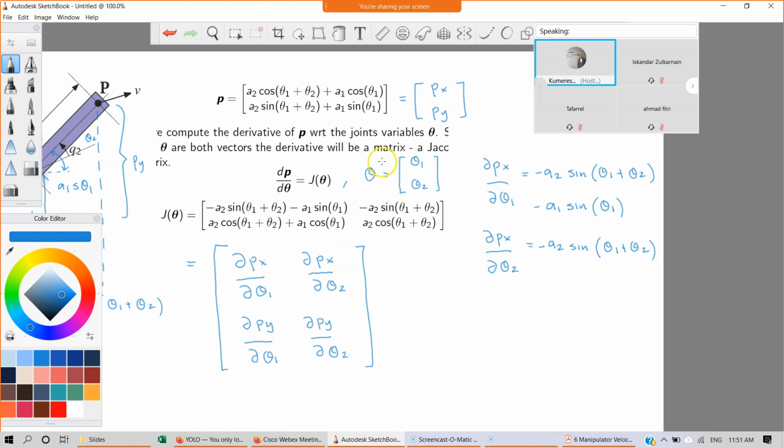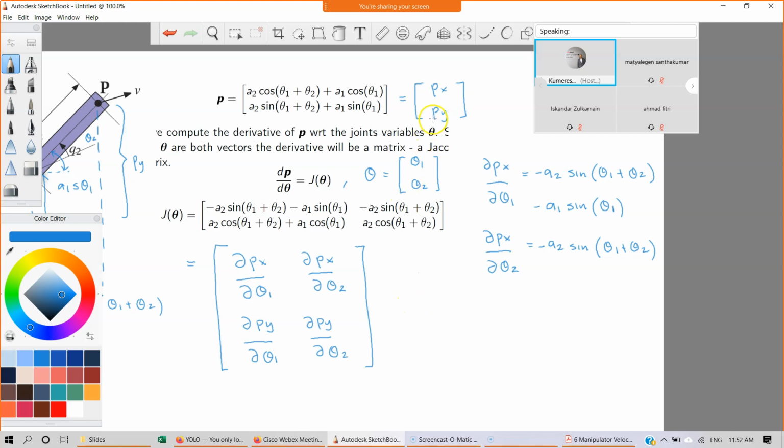Similarly, we can do the same for del py del theta 1 and del py del theta 2. Do I have to show you del py del theta 1 and del py del theta 2? Yes, sir. Nur Hayati Sarir said yes. So we have to respect that. No problem.